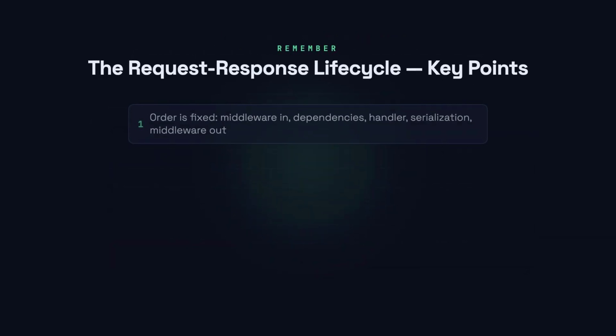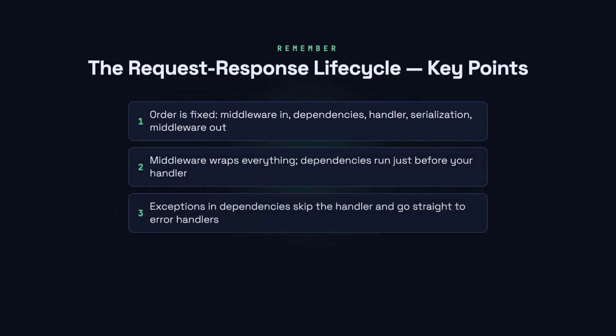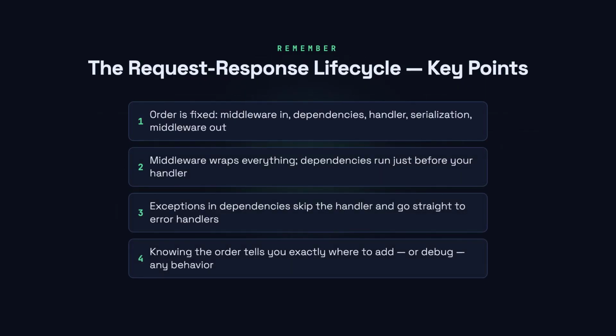To summarize, every FastAPI request follows a fixed path. Middleware runs first and last, wrapping all other stages. Dependencies resolve immediately before your handler and can short-circuit the whole chain by raising an exception. Your handler runs, FastAPI serializes the result, and control unwinds back through middleware. Once this order is in your head, debugging becomes a process of elimination rather than guesswork.